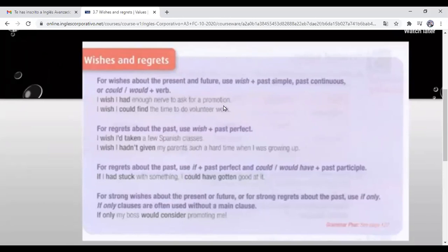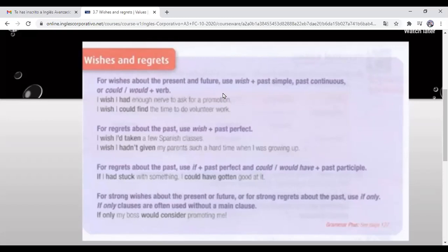I need a volunteer to read the first part, please. For wishes about the present and future, use wish plus past simple, past continuous, or could or would plus verb. Okay, good. So we have the example, I wish I had enough nerve to ask for a promotion. Or I wish I could find the time to do volunteer work.